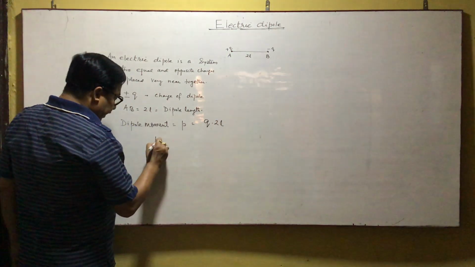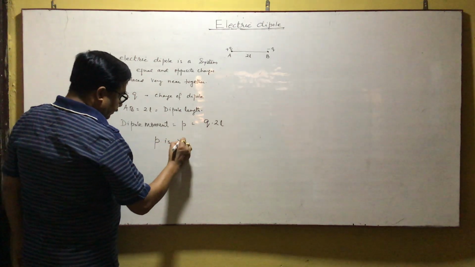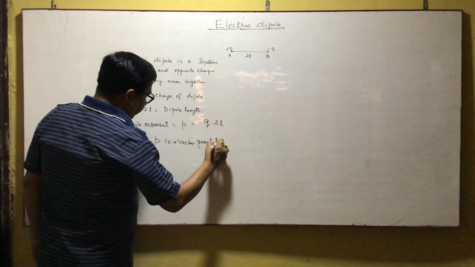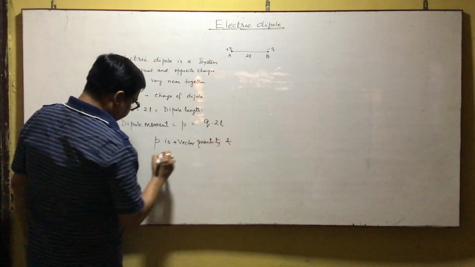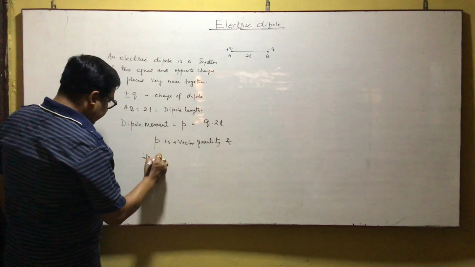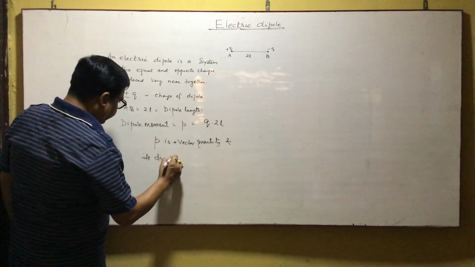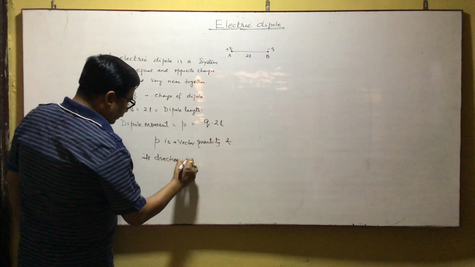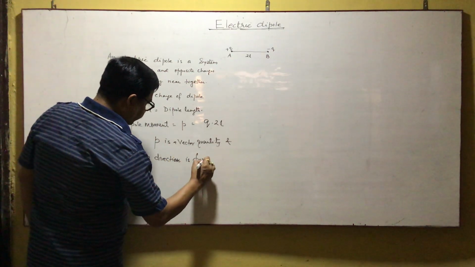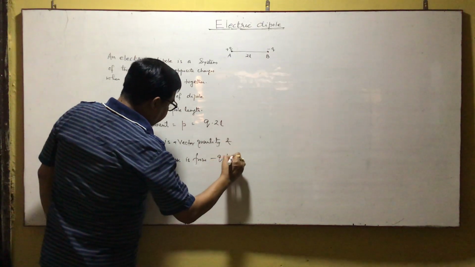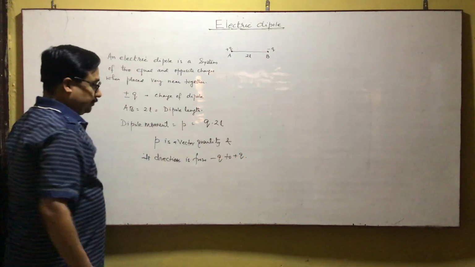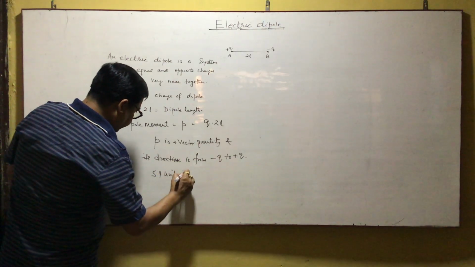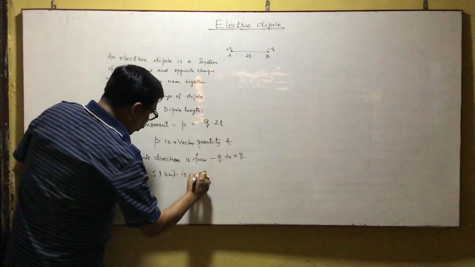P is a vector quantity and its direction is from minus Q to plus Q charge, and its SI unit is Coulomb meter.